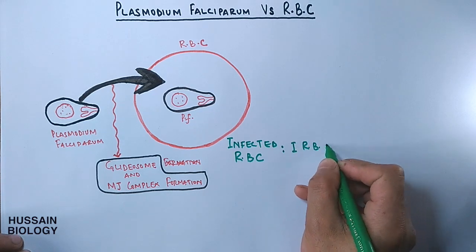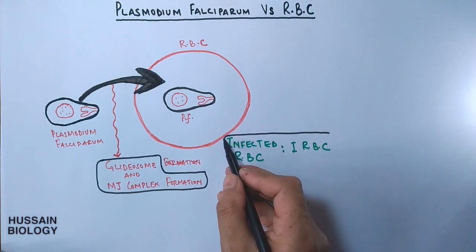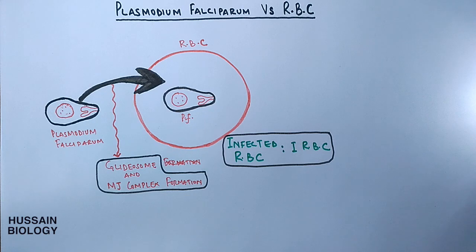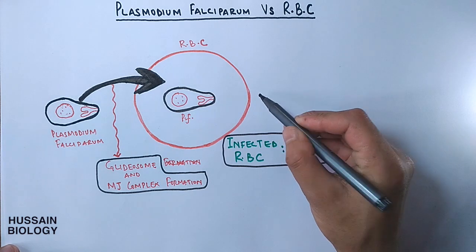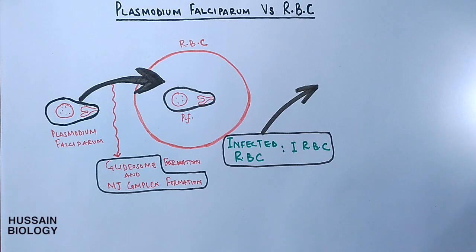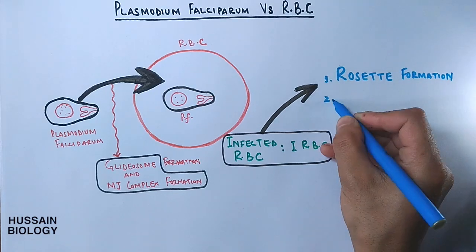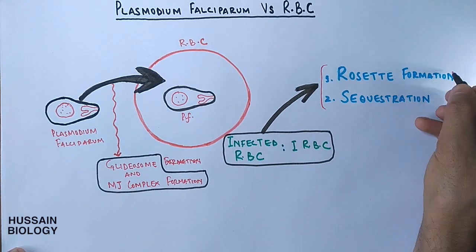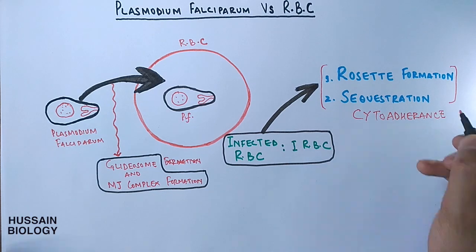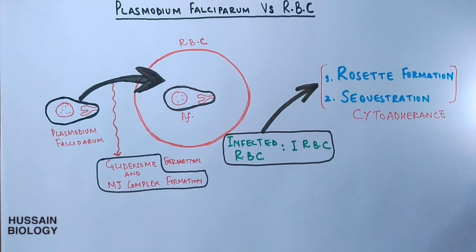So this RBC is now an infected one, which has the capability to block the flow of blood and also changes the behavior of normal RBCs. The infected RBCs show Rosette Formation and Sequestration. Both these phenomena will lead to cytoadherence, which will ultimately occlude the blood vessel.